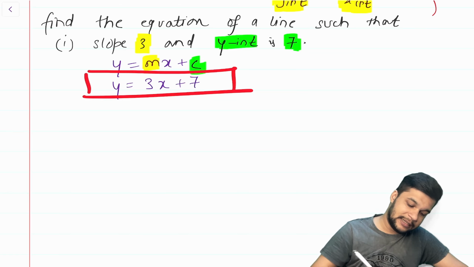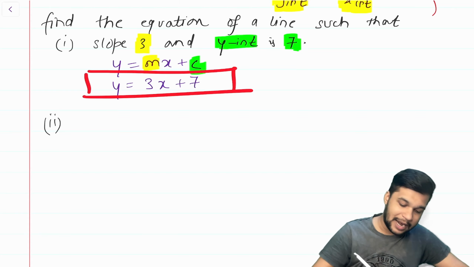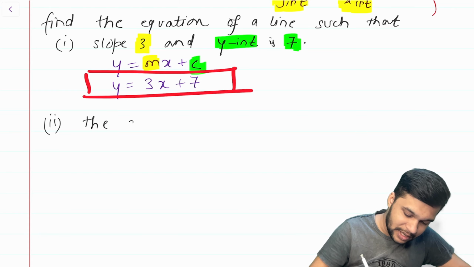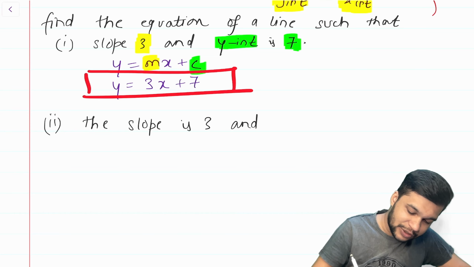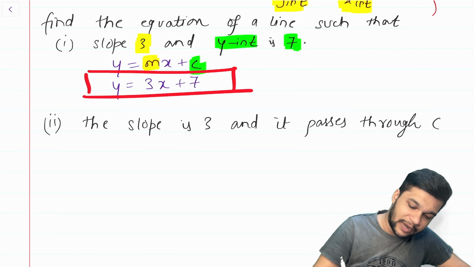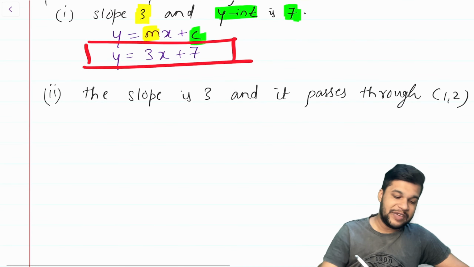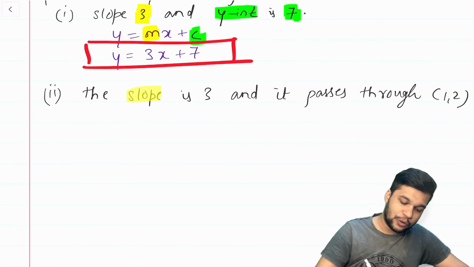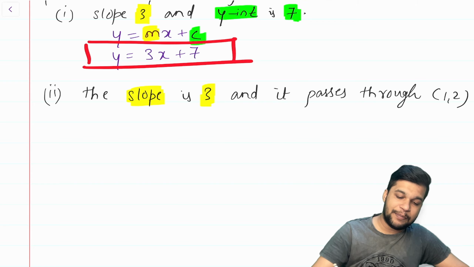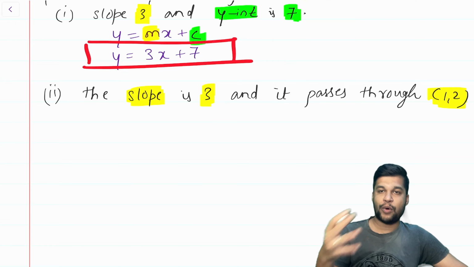Now let's say the second question is: find the equation of a straight line such that the slope is 3 and it passes through the point 1 comma 2. So we have a slope which is 3 and we have a point which is 1 comma 2. So we have slope, we have point, so you can use slope point form.